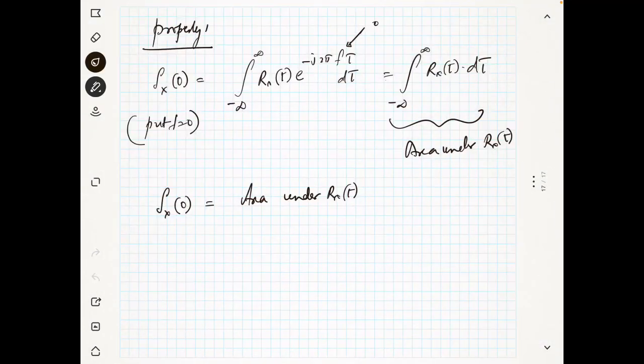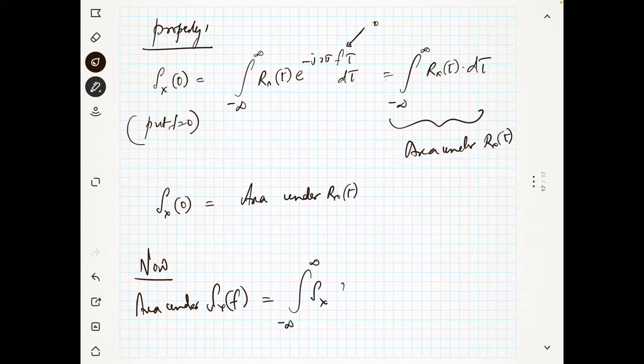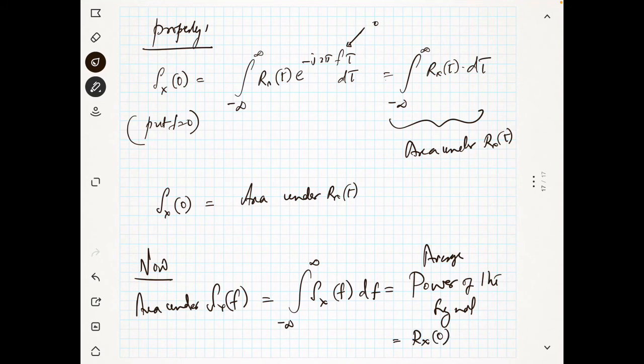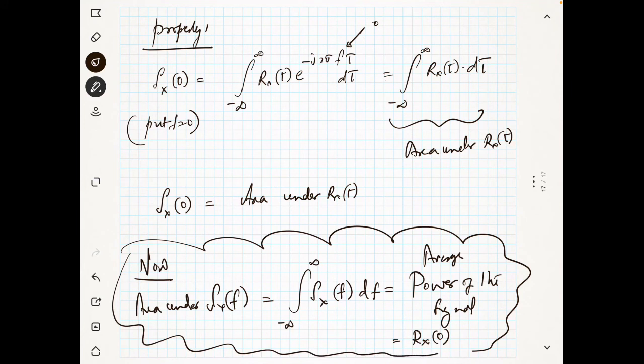And you know the second property, what will be the area under Sx of f. That means the area under the power spectral density is nothing but the integral from minus infinity to infinity of Sx of f df, which is the power, or the average power, of the signal, and it is nothing but Rx of 0. So there is an interesting relationship here. If you want to find the total power of the signal, you just need to take the area under the power spectral density.